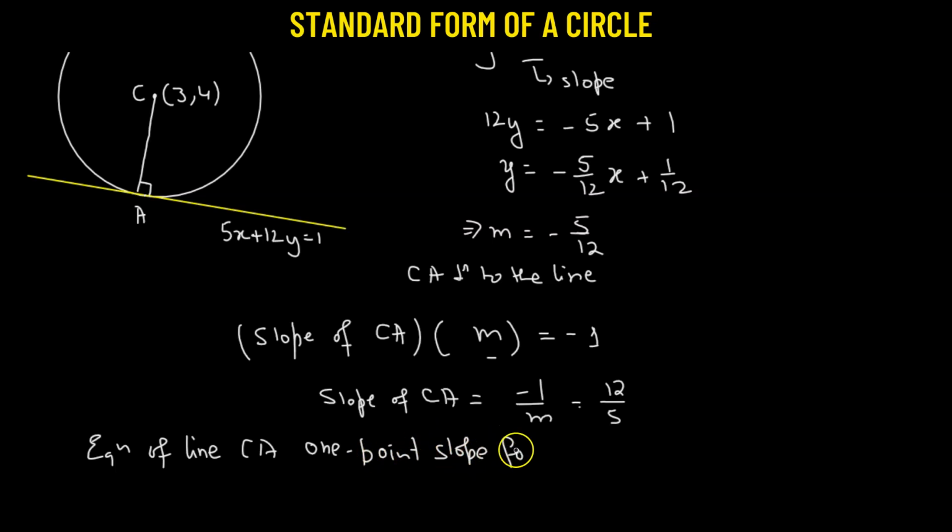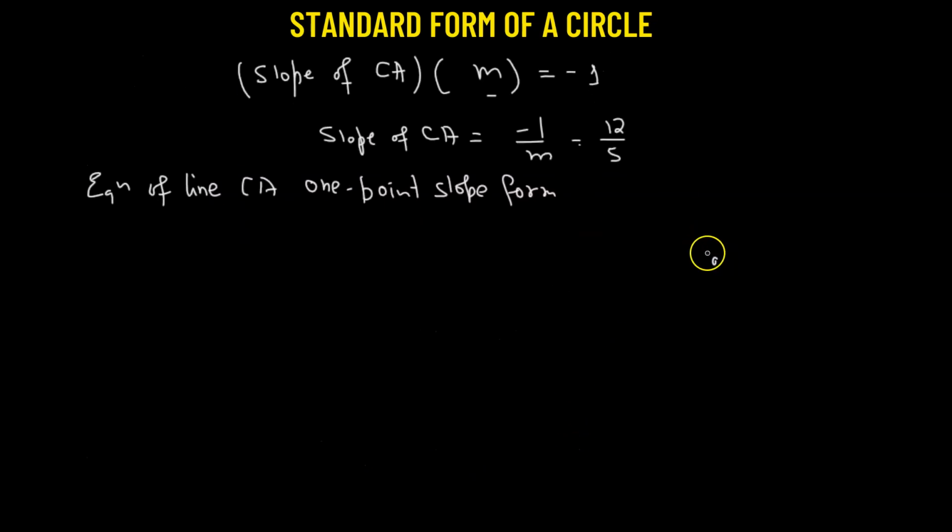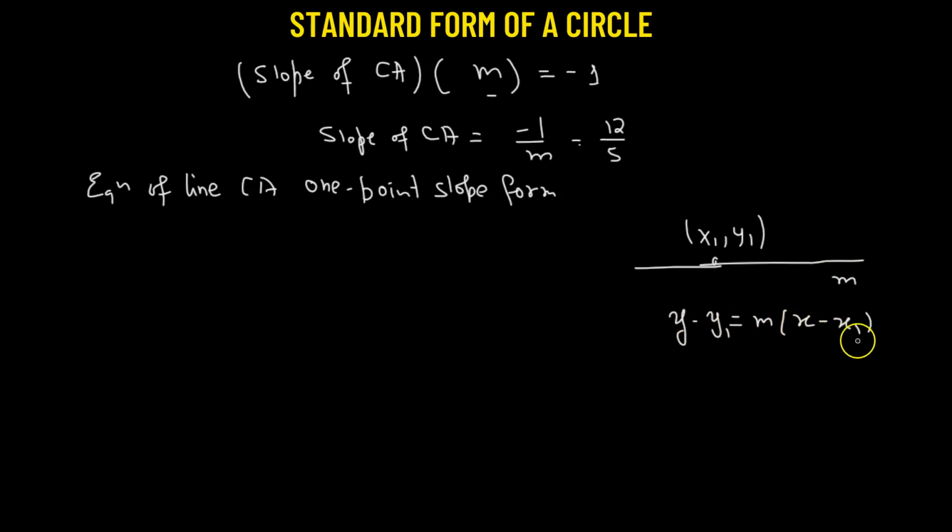So let's first specify what's the one-point slope form. Suppose we have one point (x1, y1), and through this point, let's say a line passes and we know the slope of that particular line. Then the equation of the line is given by y - y1 = m(x - x1). So in our case, our point (x1, y1) is nothing but (3, 4), which is the center C. And we have just now found out that the slope of this line m = 12/5.